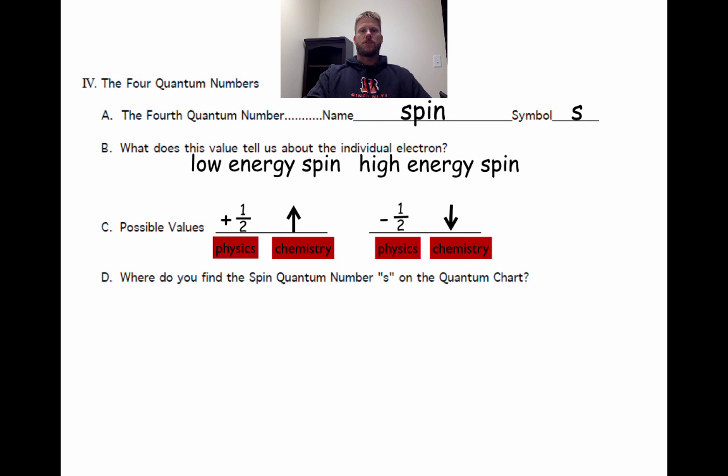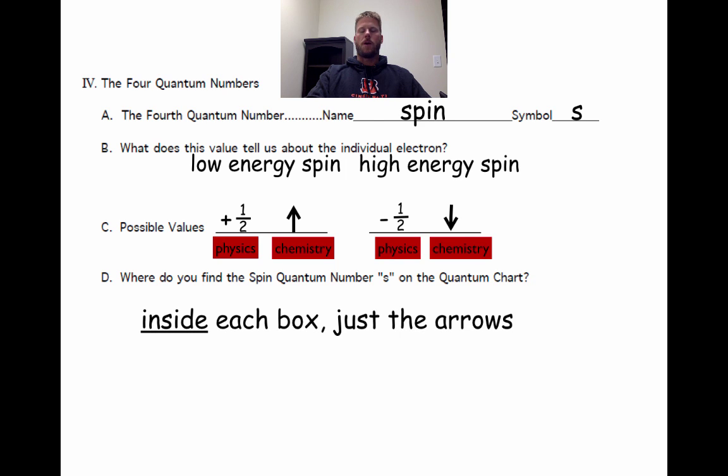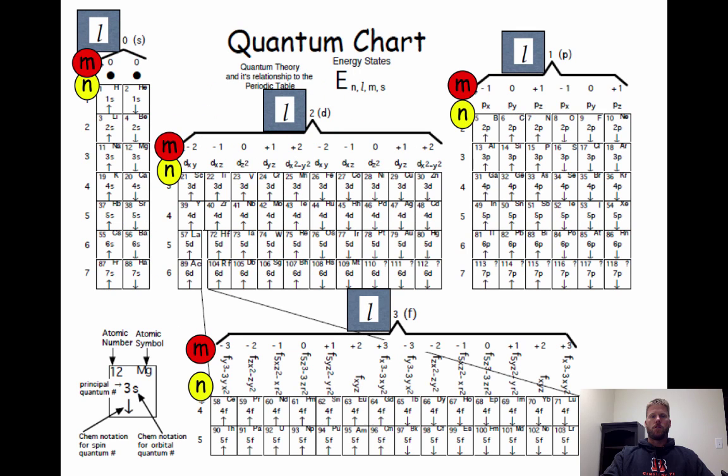So where do we find the spin quantum number on the chart? It's just the arrow in each of the boxes. So the spin quantum number is responsible for giving each electron its own identity. It's this quantum number that allows us to make sure every electron has its own set of 4 quantum numbers.